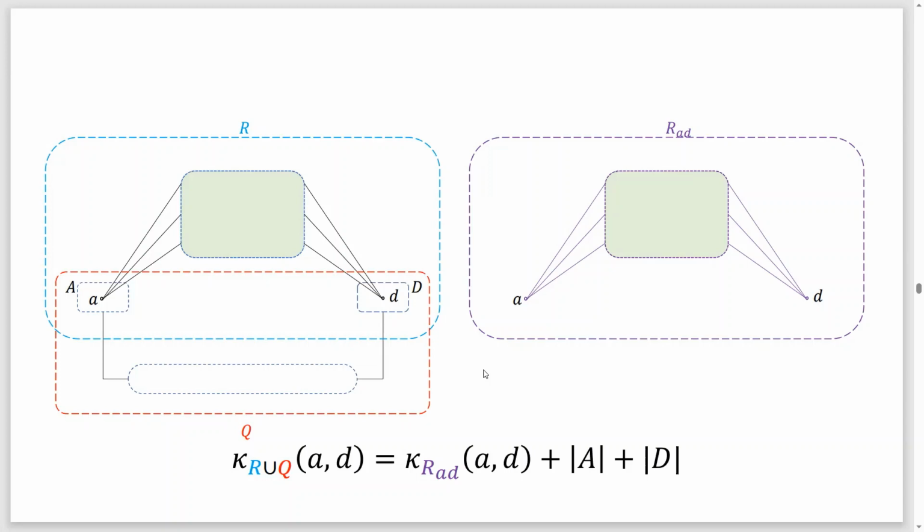That is, by adding the gadget Q, we can suppose that we isolate the nodes a and d from the source set and sink set big A and big D, and the graph will become R_AD with only a single source and single sink.